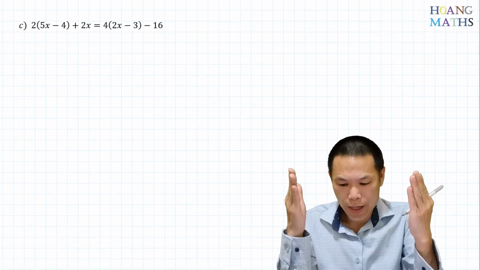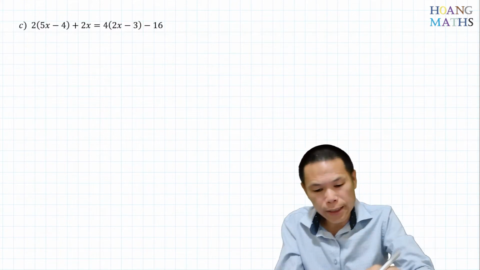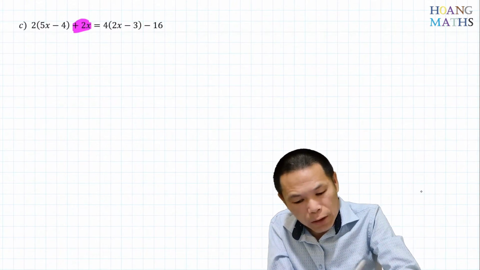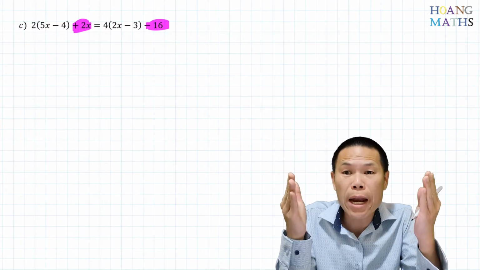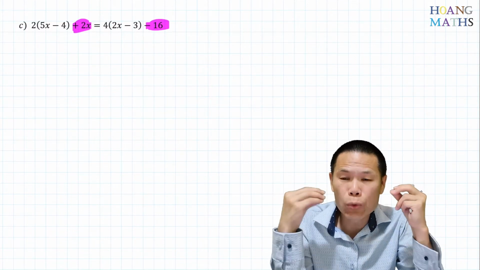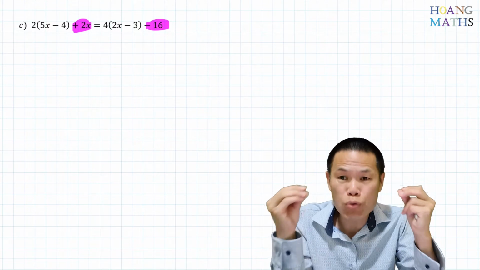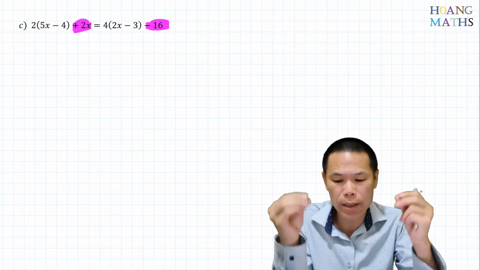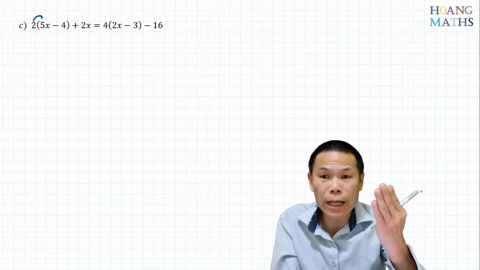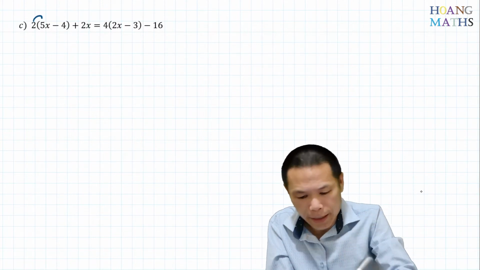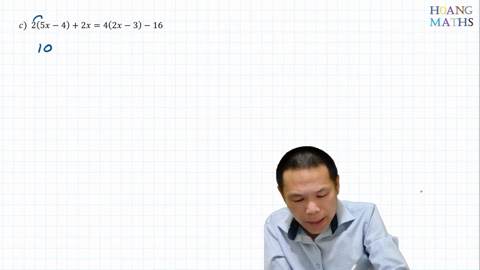Next one. Okay, C. So you can see that we have 2x outside of the brackets and minus 16 as well. But that doesn't really matter. Same rule applies. So we just need to expand the brackets first. Okay, just remember that. So let me just go 2 times 5x. So 2 times 5 is 10. So write this down. So 10x.